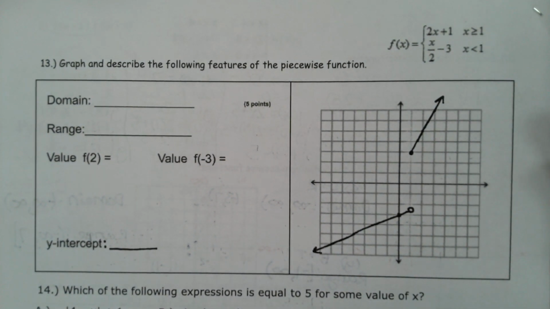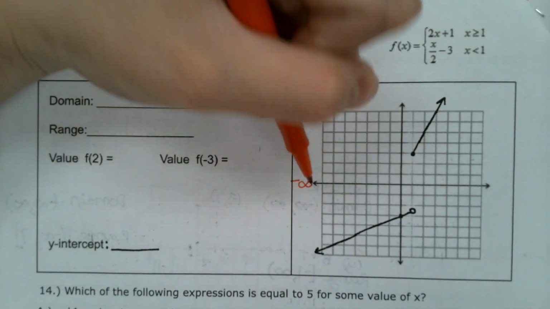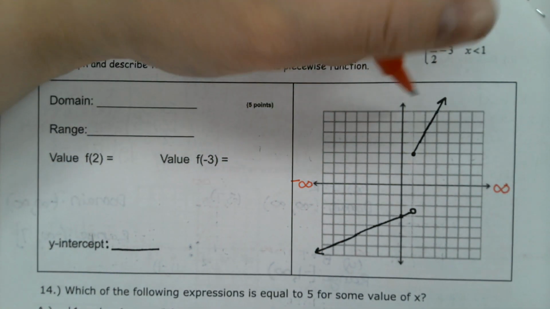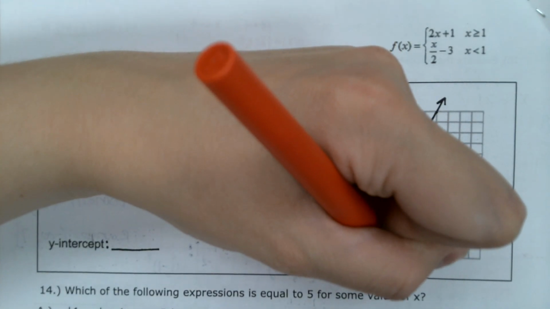Number 13. Graph and describe the following features of the piecewise function. It's another problem just like the one we just did. Domain. Mark our infinities. Negative infinity on the left, positive on the right, positive on top, negative on bottom.